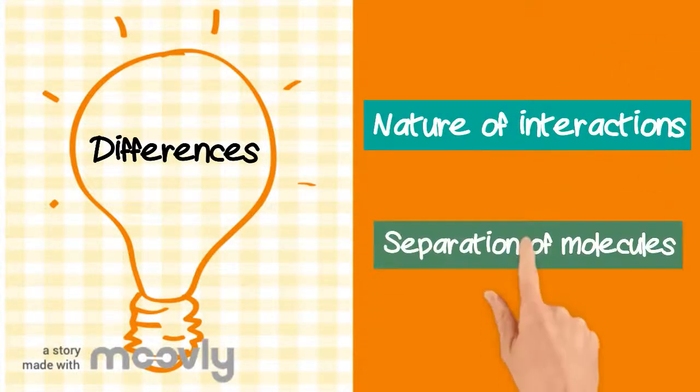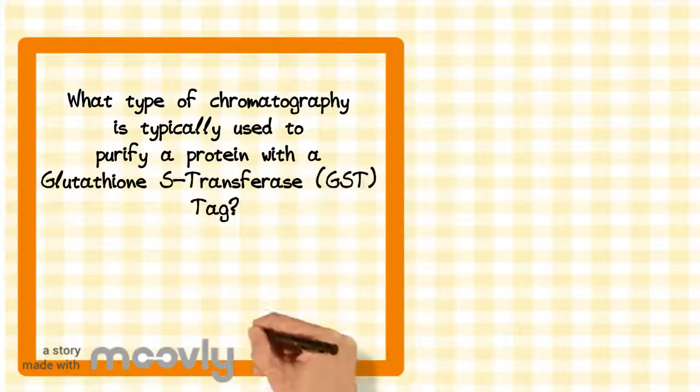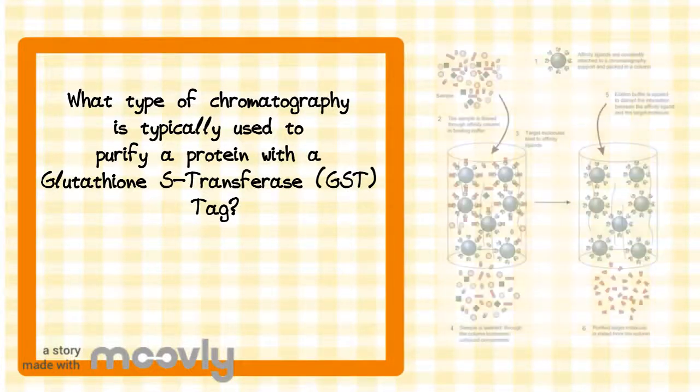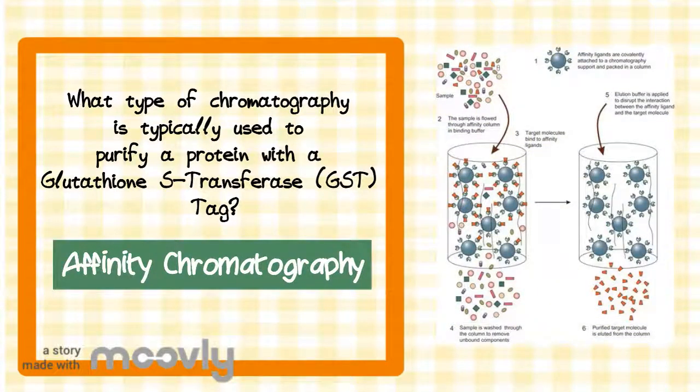The differences in the three types of chromatography is in their nature of interactions and how they separate the molecules. First, in affinity, the ligand reversibly binds to the target molecule. In size exclusion, it separates based on size, and in ion exchange, oppositely charged ions interact to separate the ion from the mixture. What type of chromatography is typically used to purify a protein with a glutathione S-transferase tag? Typically, affinity chromatography is used for this process because it allows the manipulation of enzyme-substrate interactions.